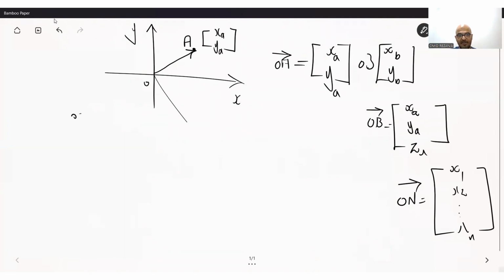I write x_a, y_a, and I also put x_b and y_b, and I put a bracket on both sides.